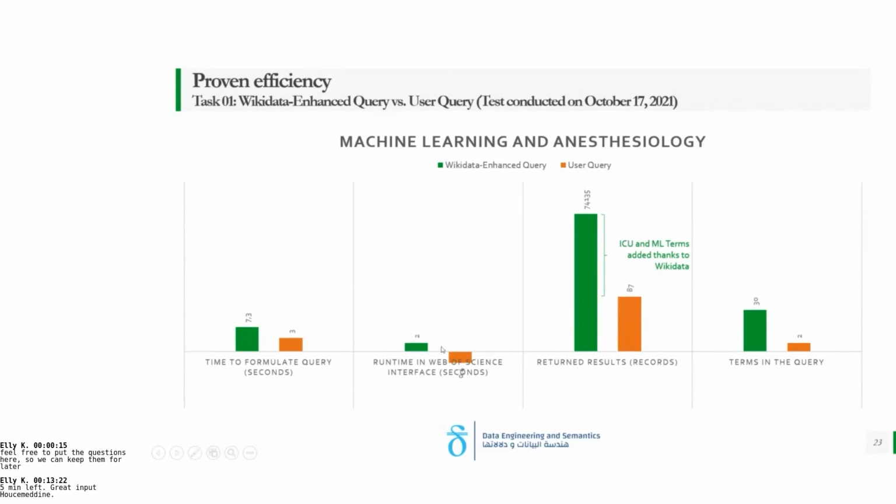It is true that the Wikidata-enhanced query will take more time to run, and it is long, with 30 terms in the query. But when we run it, we get a decent number of results. When we run the user-generated query, we get 87 records. However, we get 74,000 records when we run the same query augmented with Wikidata terms. This is explained by the fact that the ICU and machine learning terms have been added thanks to the query augmentation based on Wikidata relations.